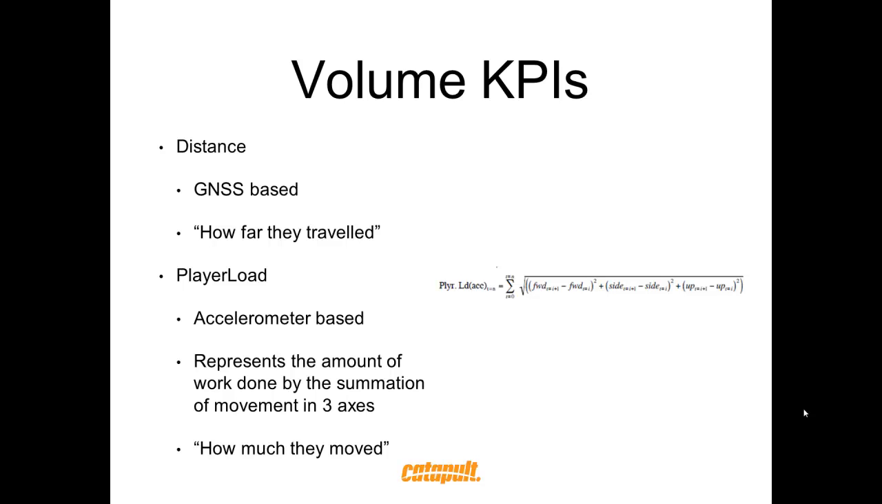And then the other variable that we often recommend is our validated player load, which is accelerometer based, completely independent of GPS or satellite. Represents all the work done, all the accelerations done within the 3 axes that we have within our actual monitors, which we have our anterior-posterior, we have our lateral, and we have our vertical axes. In the analogy with distance is how far they traveled. With player load, it's how much they moved.